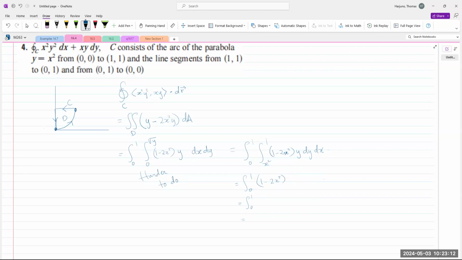So that equals 1/2 y squared from x squared to 1 dx. That's 1 minus 2x squared times 1/2 times 1 minus x to the 4th dx. So that's 1/2 the integral from 0 to 1 of 1 minus 2x squared minus x to the 4th plus 2x to the 6th dx. Yeah, then you compute it from there.